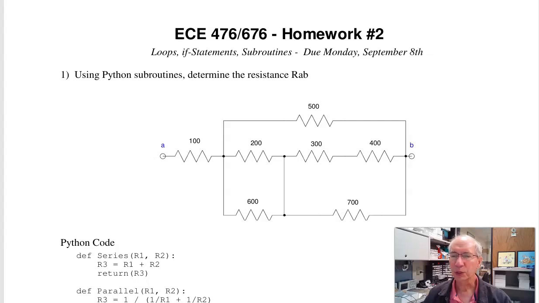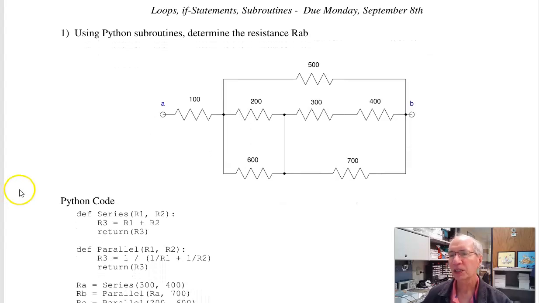Here are solutions to homework set number 2 for ECE 476-676 Advanced Embedded Systems. This homework set looks at using loops, if statements, and subroutines in Python. Now the first problem is repeat from homework set number 1 using subroutines. Add resistors in series and parallel and use those subroutines to compute the total resistance.